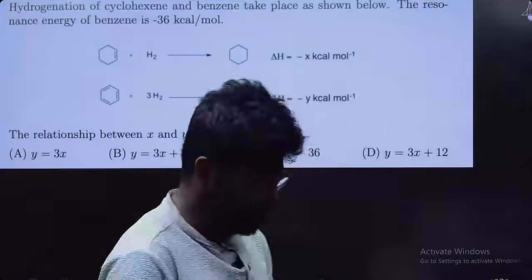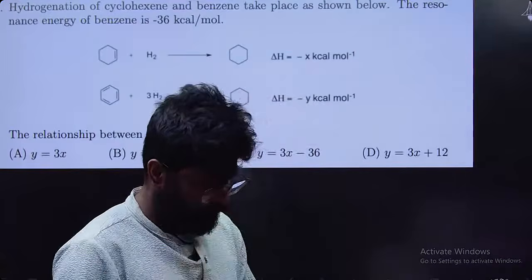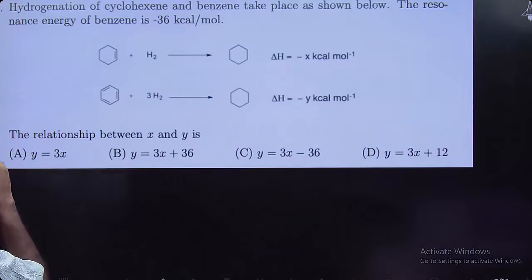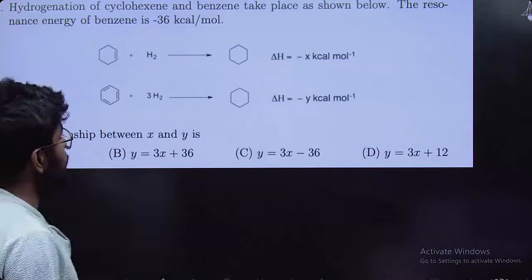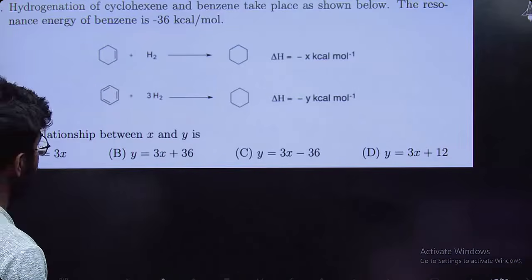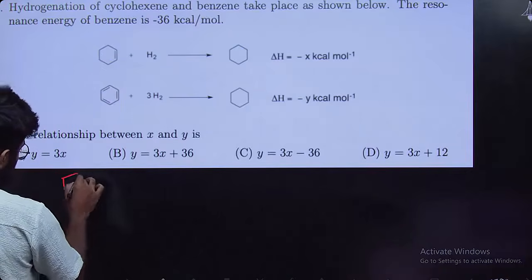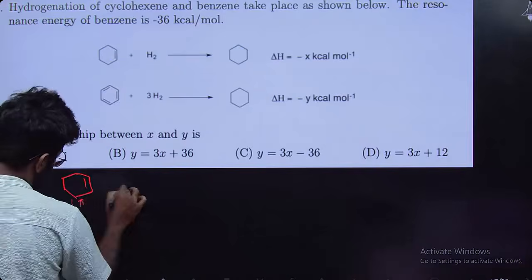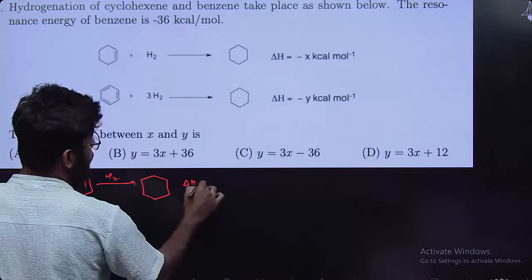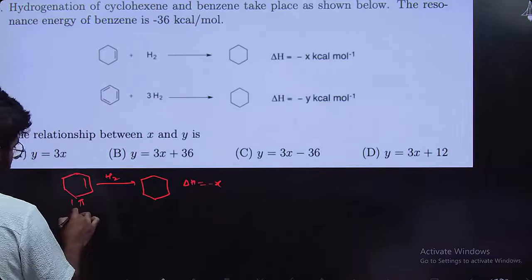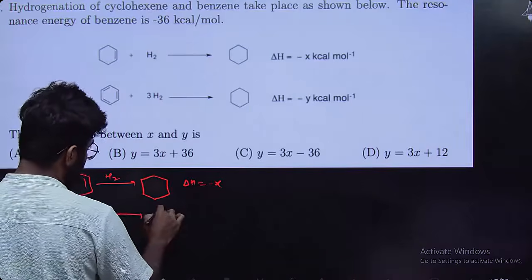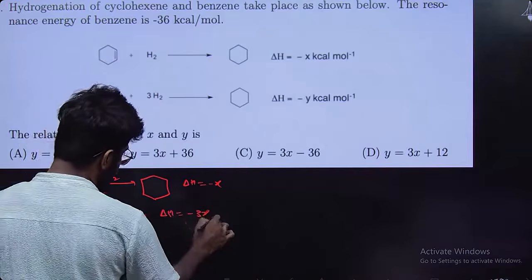Now understand this. You have hydrogenation of cyclohexene and benzene. Hydrogenation of cyclohexene and benzene takes place as shown below. The resonance energy of benzene is minus 36 kilocalorie per mole. Now see, very simple. If you have only one pi bond and you hydrogenate it, the energy that you get is minus x. If there were three such pi bonds, what would you get? You get delta H equals clearly 3 times this x, right?